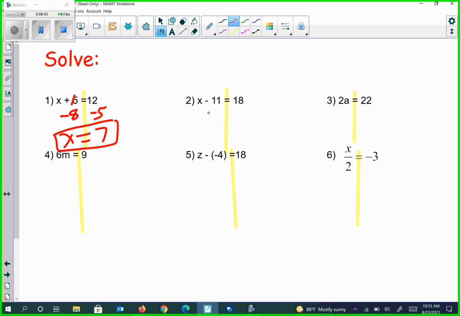Add 11 to each side. Yeah, add 11 to both sides. That way those cancel, so I'm left with x, and x equals 29. Seem okay? So that's for adding and subtracting them.